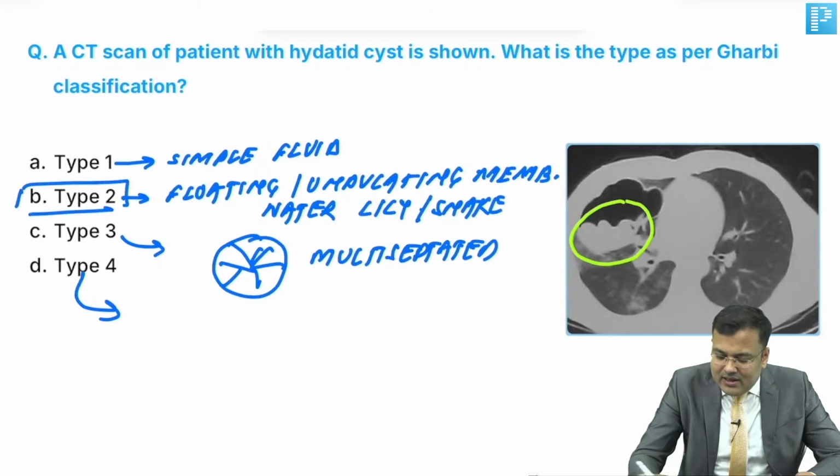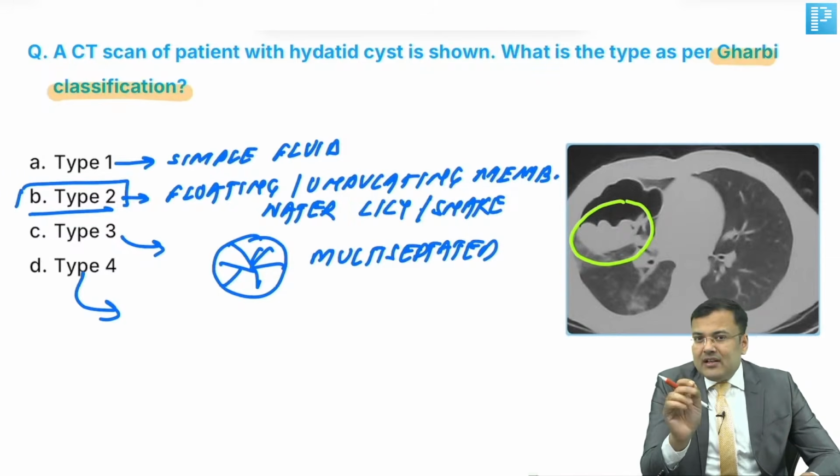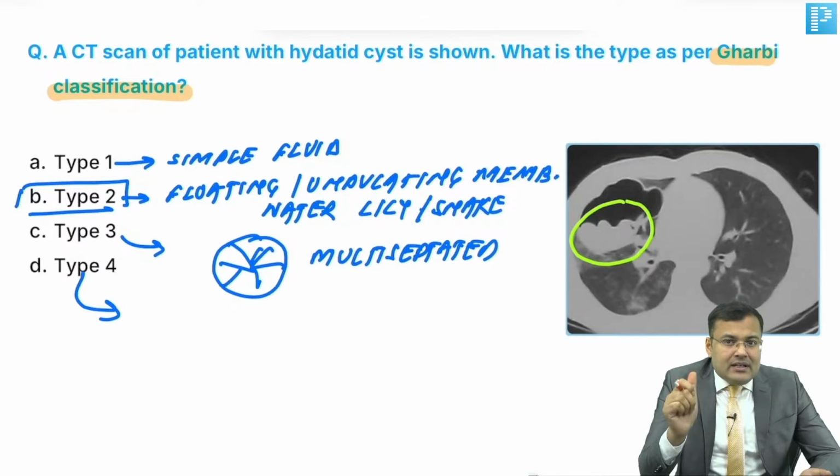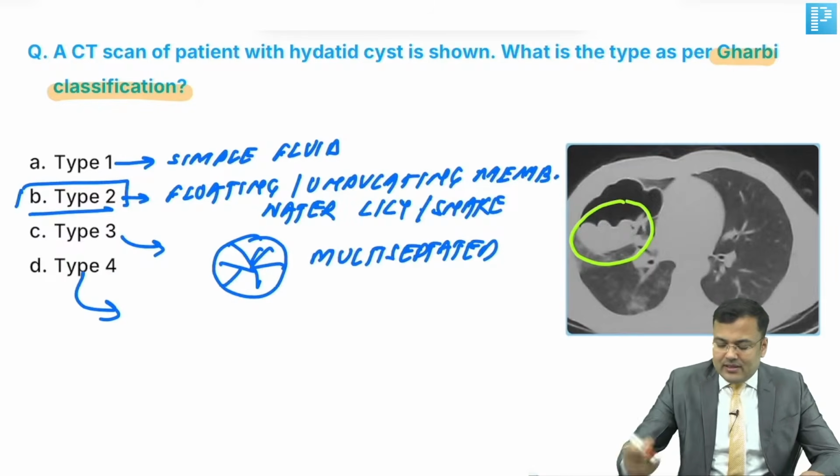Remember, this is Gharbi's classification. WHO classification is different. That starts from CE1, CE2. You have to remember that also. This is Gharbi's classification. That is CE1, CE2, the WHO classification.